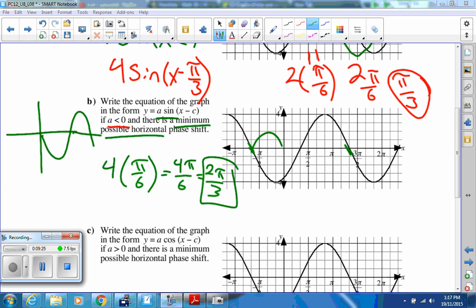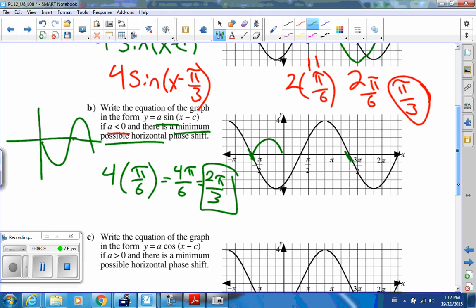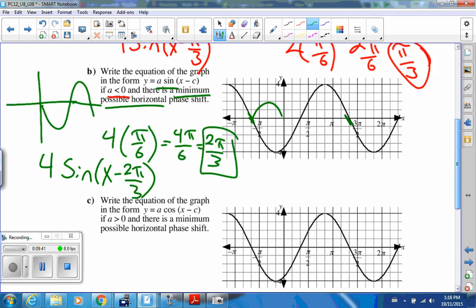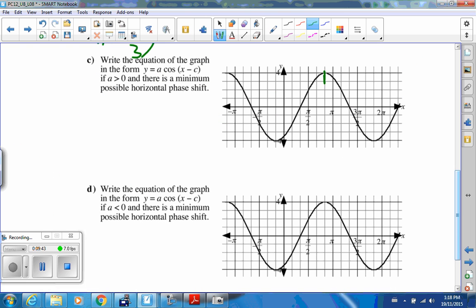Good? Makes sense, hopefully? And again, all that's different, everything else is the same except for my c value. So this is my c value. So the overall thing would be 4 sine x minus 2 pi thirds. If I'm doing it like a positive cos, it just has to start there. That's going to be 5 units over. So it's going to be 4 cos x minus 5 pi over 6.